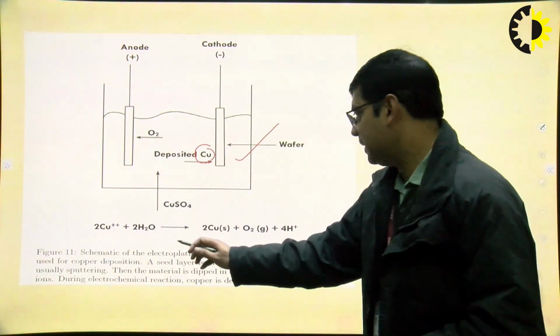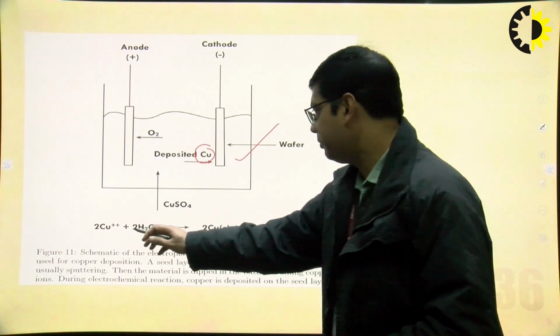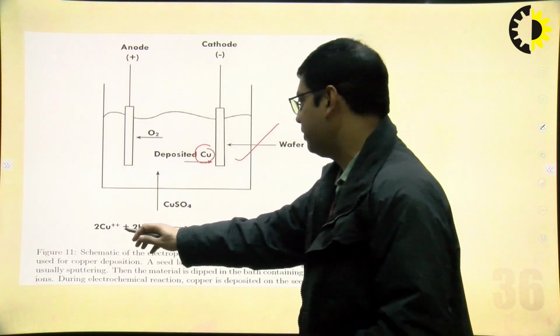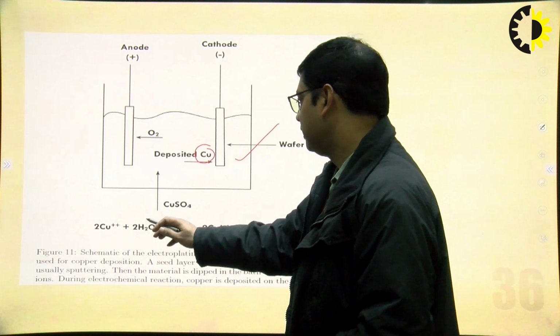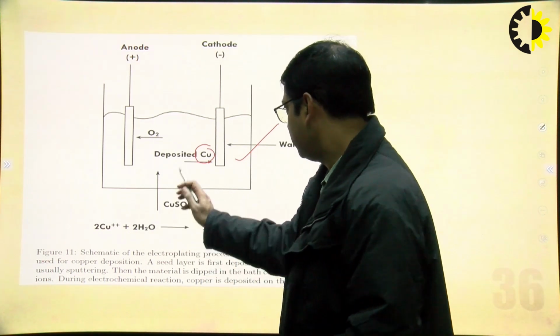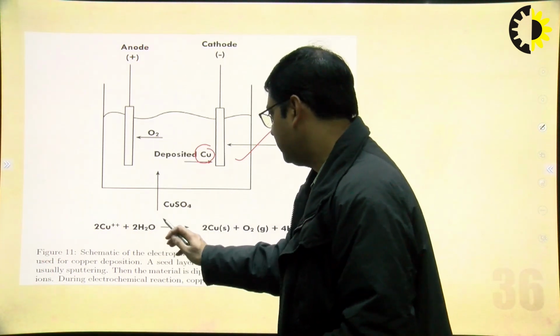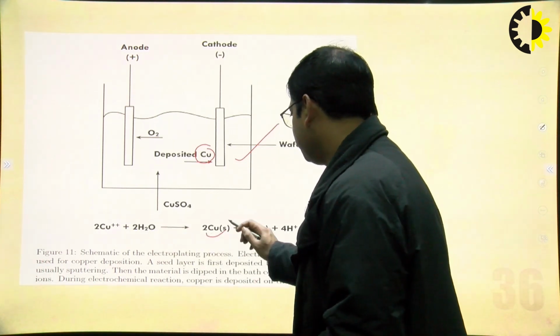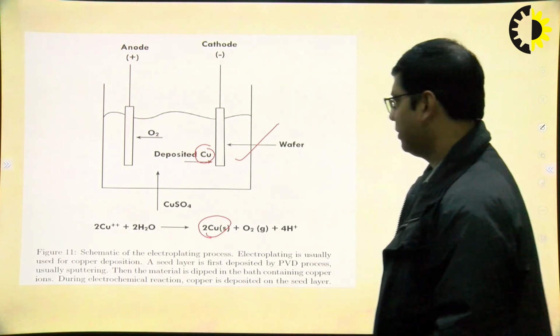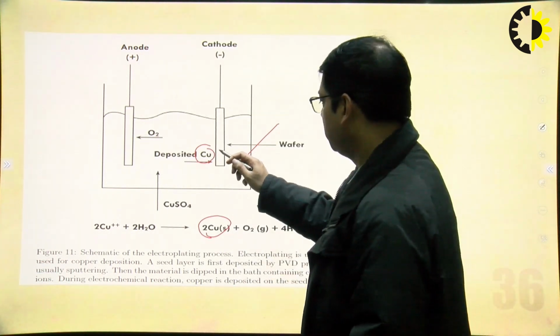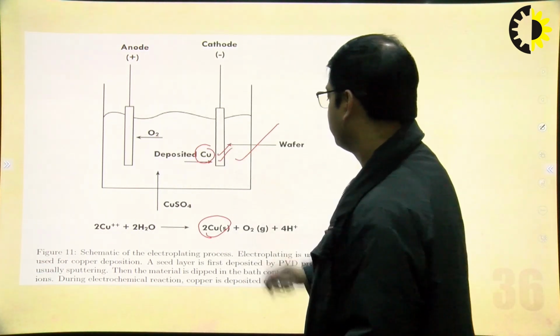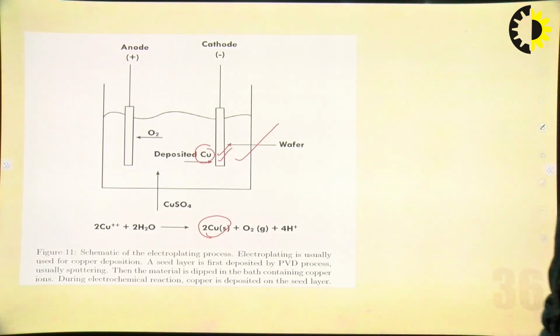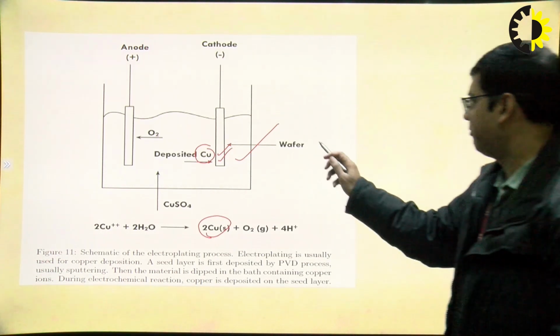The reaction that is involved is this one, where at the anode side we have copper ions, and then when in the bath, these copper ions react with the water molecules and we get the copper atoms which get deposited on the cathode. This is our wafer.